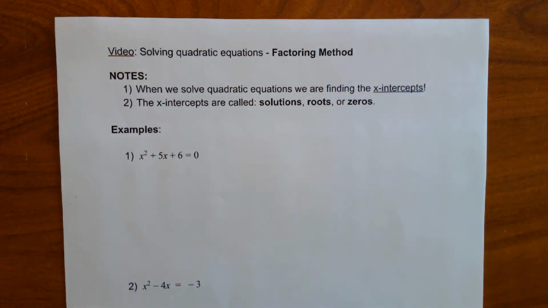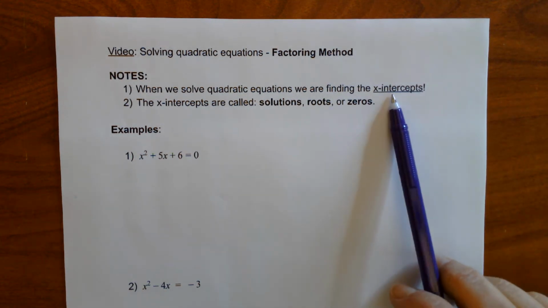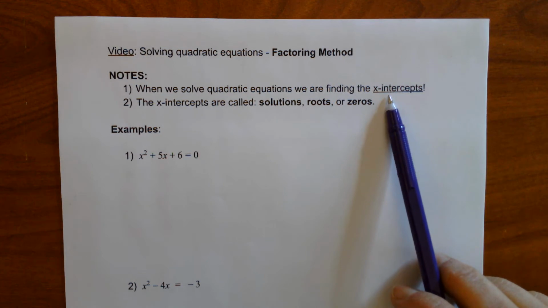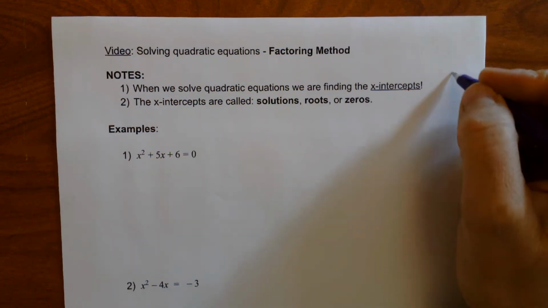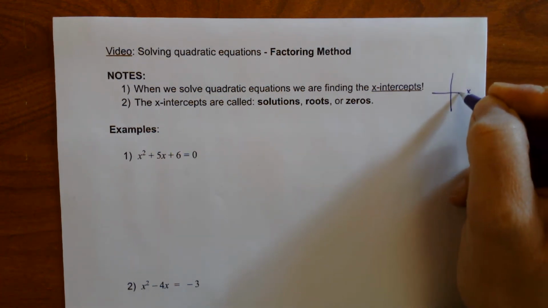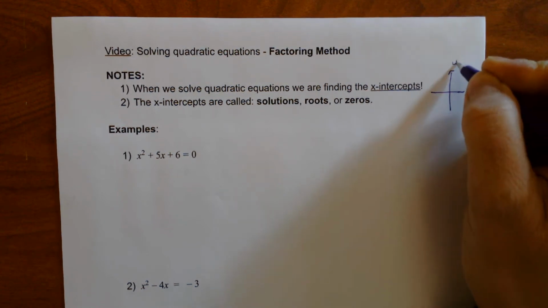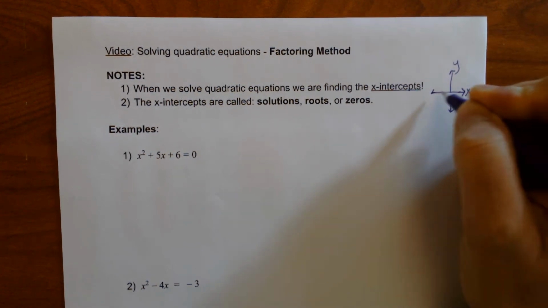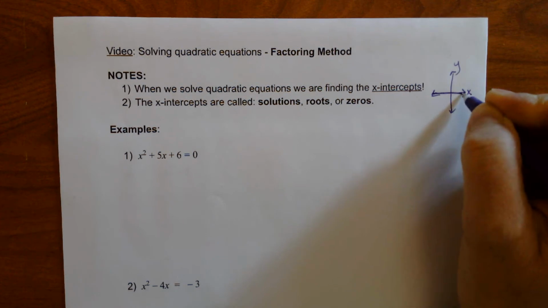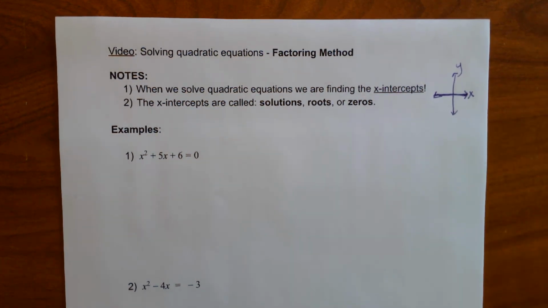Here are a few notes about solving quadratic equations. First, when we solve quadratic equations, we're actually finding the x-intercepts. So we're finding where it crosses the x-axis. So there's x and here's y. So we're finding on this axis right here, where is it crossing?